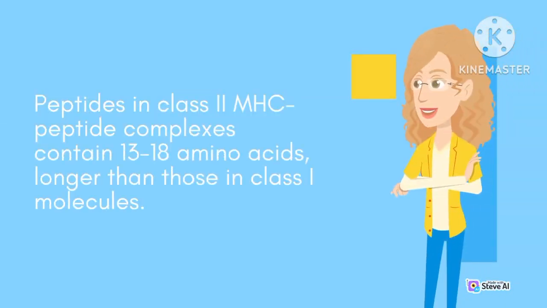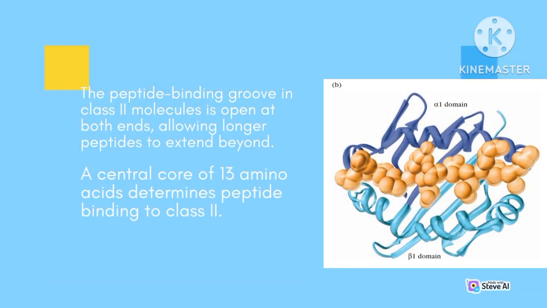Peptides in Class II MHC peptide complexes contain 13 to 18 amino acids, longer than those in Class I molecules. The peptide binding groove in Class II molecules is open at both ends, allowing longer peptides to extend beyond. A central core of 13 amino acids determines peptide binding to Class II.